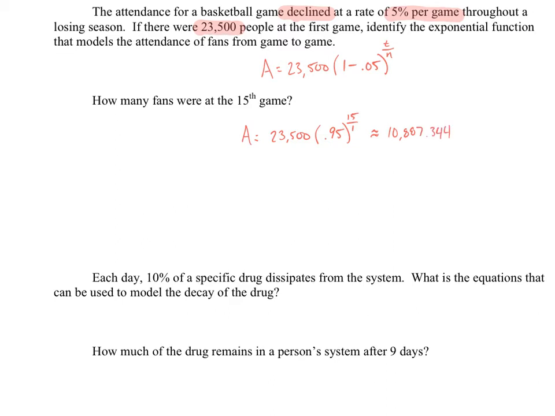And since we're talking about people, you cannot have 0.344 of a person, so the amount of whole people that are at that game is 10,887 people. So in the last example, when we were talking about money, you can have cents, so we can have decimal places. When we're talking about people, you cannot have 0.344 people, so you have to round down to the nearest whole number.